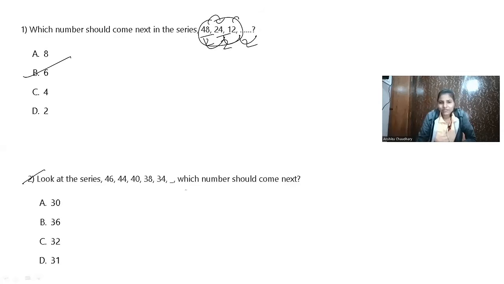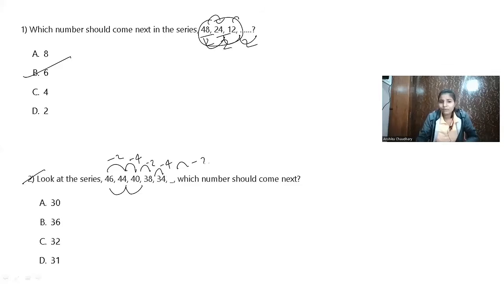Look at the series. Which number should come next? Okay, so the series is decreasing. So there must be a subtraction or division, right? Now, 46, 44, then 40. So 46 minus 2 is 44. Then minus 4 is 40. Then minus 2 is 38. Then minus 4 is 34. So, okay, so there is a series: minus 2, minus 4, minus 2, minus 4.